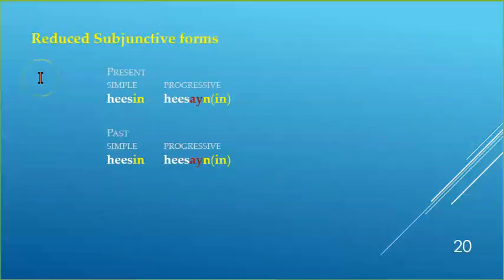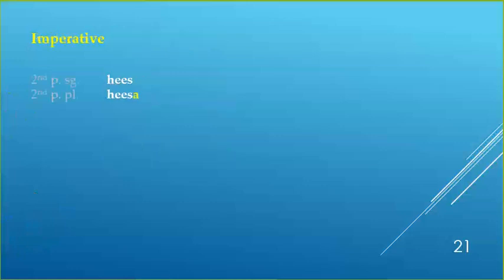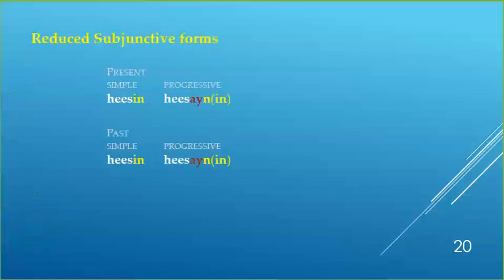I would say that we also need a reduced subjunctive where the tense distinction is not present, where there is only one simple and one progressive form without any tense distinction. And I'll come back to why we need that later on when we come to the functions.